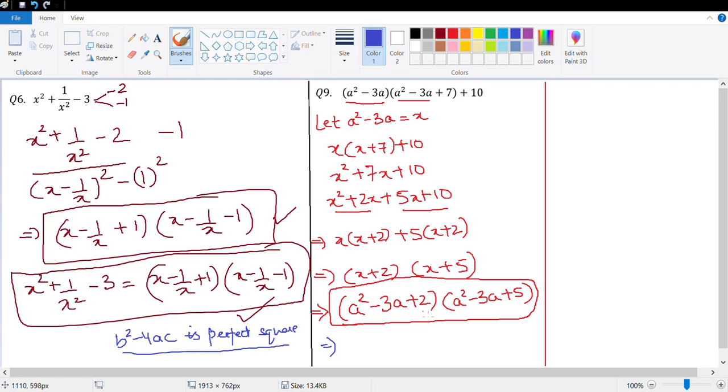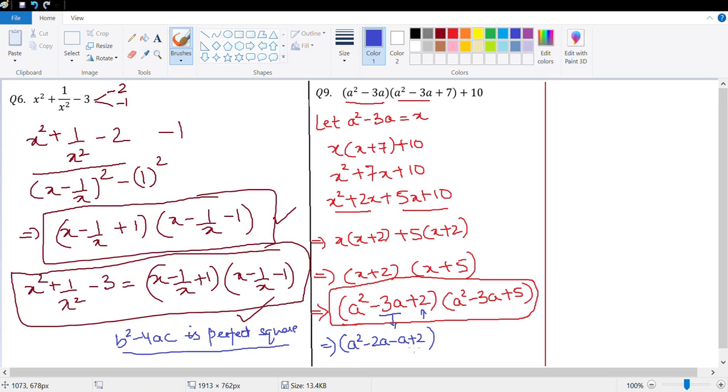So I need to find factors of 2, the sum of which will be negative 3. Yeah, that's simple. So this is a square minus 2a minus a plus 2. So I have broken negative 3 into minus 2 and minus 1. Let's try and find factors of 5, the sum of which will be negative 3.